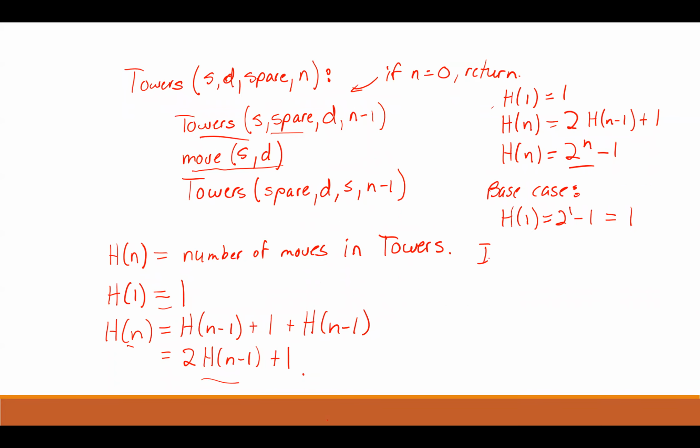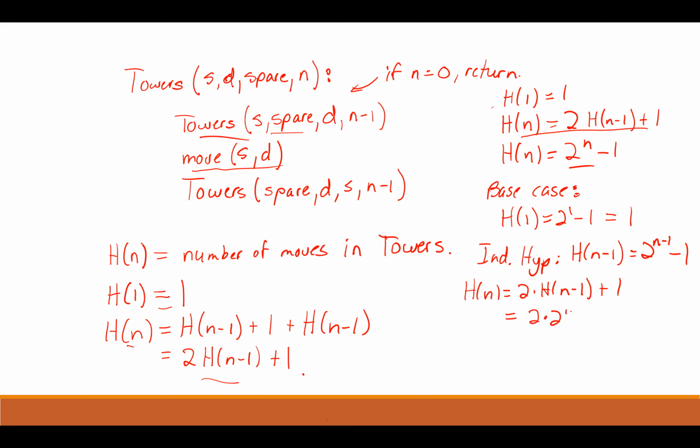Now the inductive hypothesis is that h of n minus 1 is equal to 2 to the n minus 1 minus 1. So now I'm going to plug that value into here. Plus 1, it's equal to 2 times 2 to the n minus 1 plus 1, which is equal to 2 to the n plus 1.